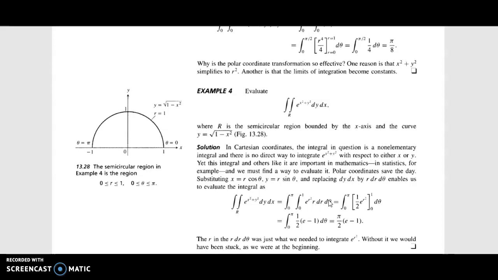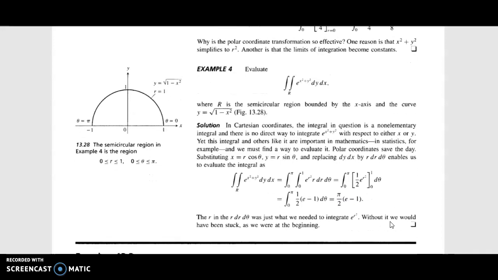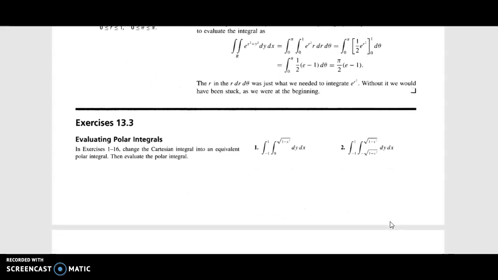So put r square equal to some t, then we will get 2r dr equal to dt, and by the substitution method we can solve this. The answer will be pi by 2 into (e minus 1).